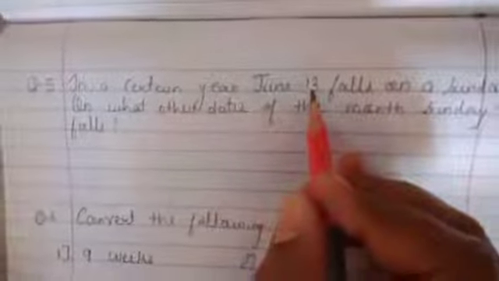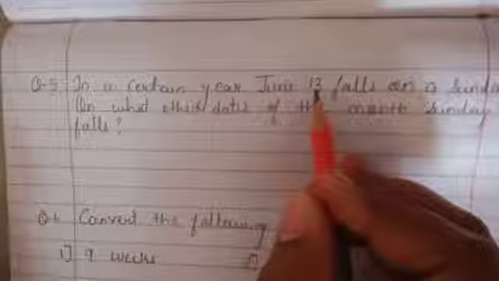So we know 1 week equals 7 days. Okay, so what will we do first? We will subtract 13 minus 7. So we will get 13 minus 7, 6. So in the month of June, the 6th is a Sunday.